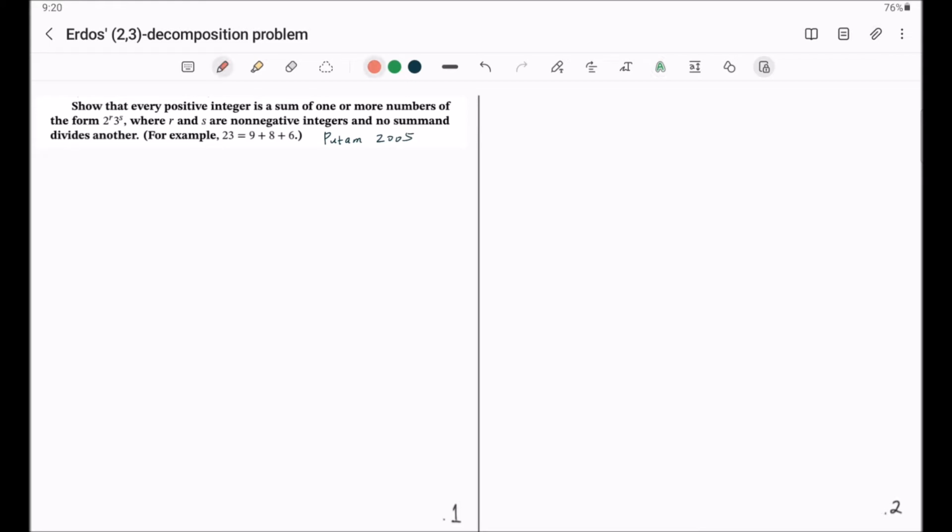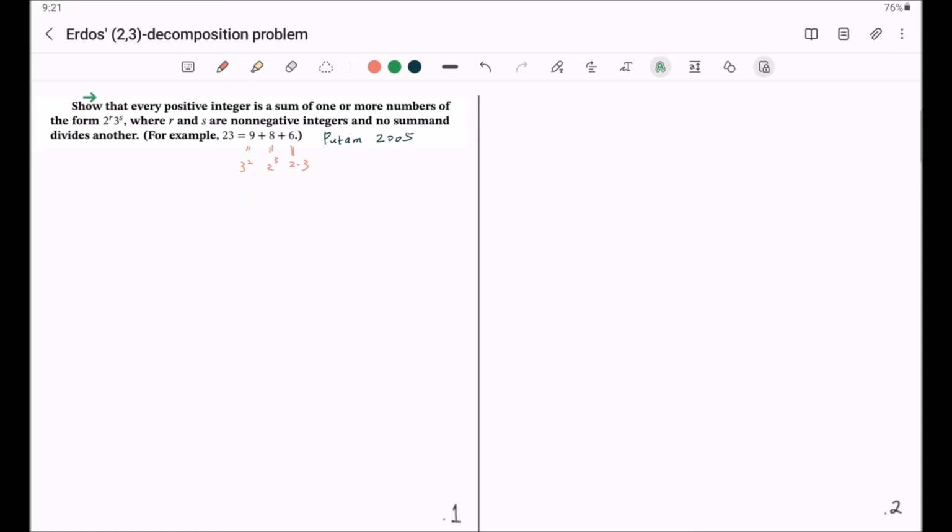And they give an example. For example, 23 can be written as 9 plus 8 plus 6. Here, 9 is 3 squared, 8 is 2 cubed, and 6 is 2 times 3. Each individual summand is of this form, and they do not divide each other.